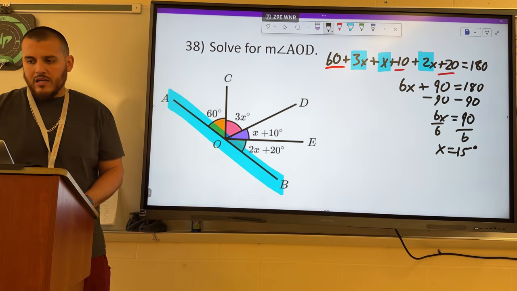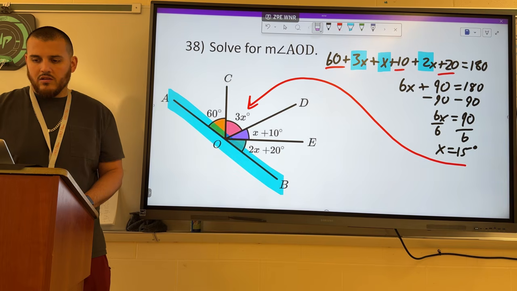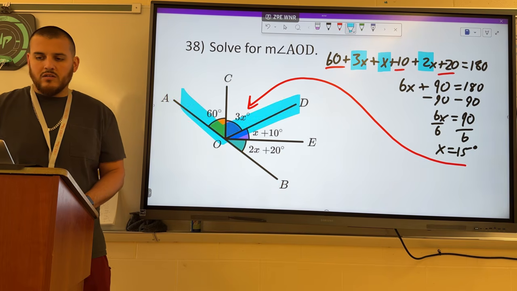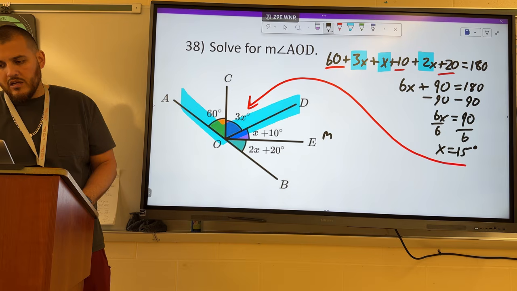Okay, so I need to sub that in now, right? I gotta figure out how many degrees that angle is in order to get angle AOD. So that's angle COD there where the 3 x's.